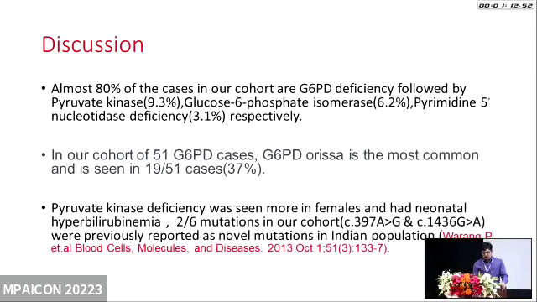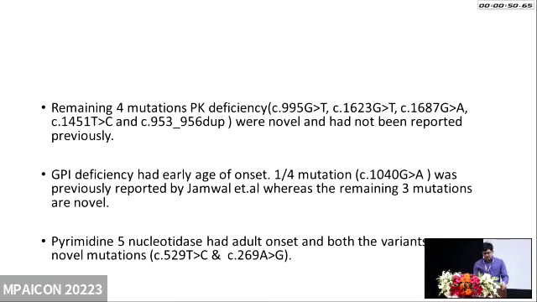So the majority of our cohort, 80%, is G6PD deficiency. Out of G6PD deficiency, G6PD Vanua Lava being the most common, which accounts for 19 cases. The second most common is pyruvate kinase deficiency, which was seen in 6 cases. Out of the 6 cases, 2 were previously reported in the Indian population by Varughese et al. The remaining 4 cases in our cohort are novel, not previously published, as per the search in the LOVD and open variation databases. Regarding GPI deficiency, 1 out of the 4 cases was previously reported in an Indian cohort, whereas the 2 cases of pyrimidine 5 nucleotidase deficiency were not previously reported.